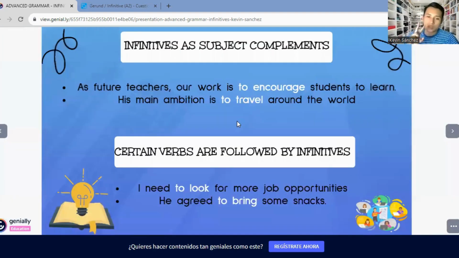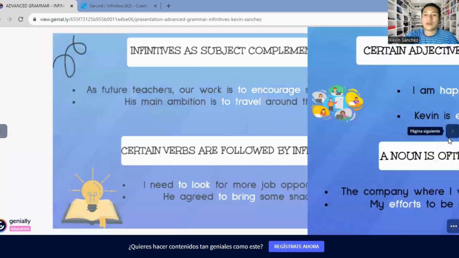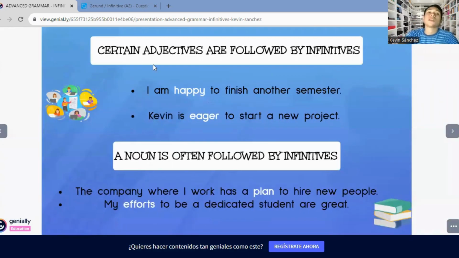Here I have added two examples. As you know, the verb need and the verb agree, those verbs are only followed by infinitives, not by gerunds. So that's why I have added two examples here. I need to look for more job opportunities. Second example, he agreed to bring some snacks. All right, so there you have two examples. Now let's check out the other usage.